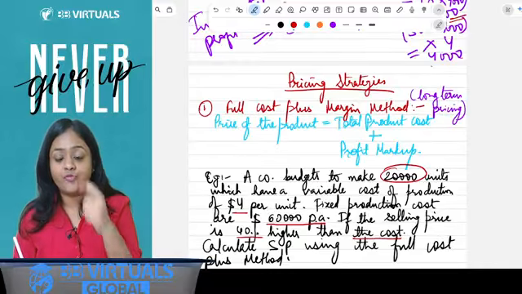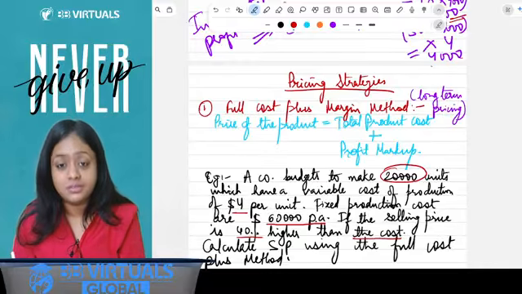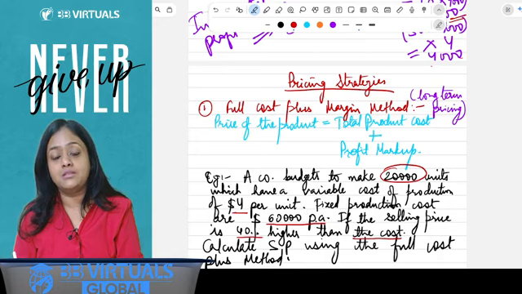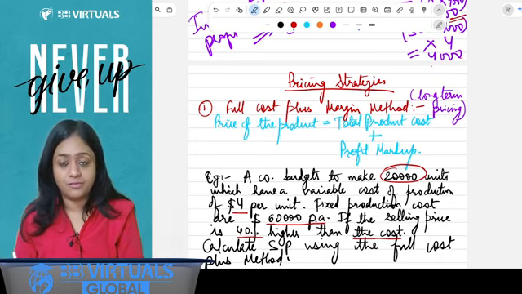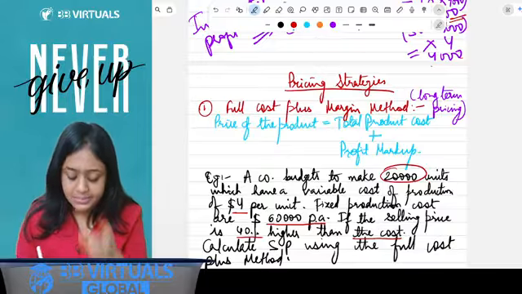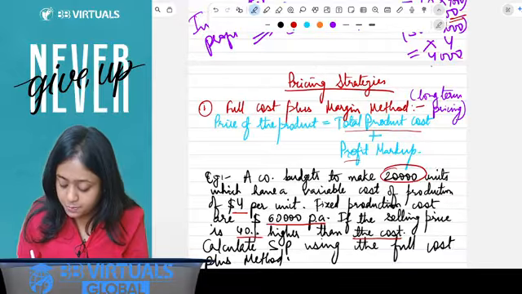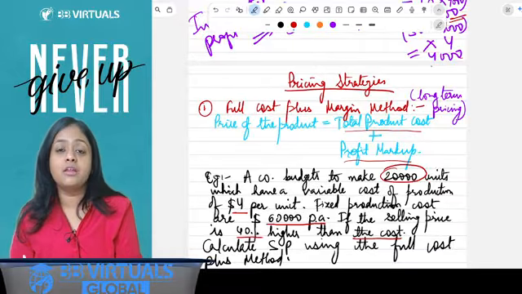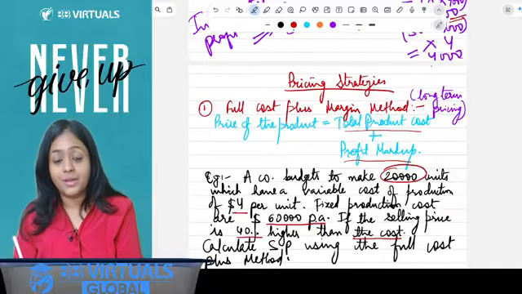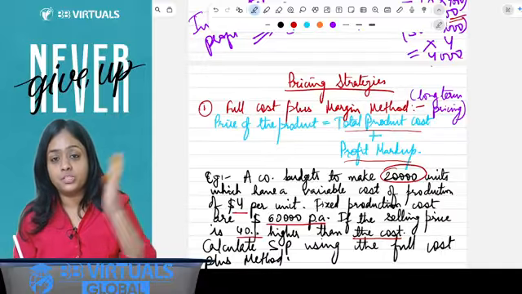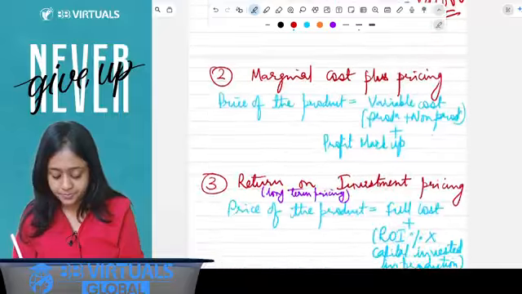First is the full cost plus margin method. Full cost plus margin method is more from the long-term planning option. That simply means the price of the product will be total product cost plus profit markup, and markup is always on cost. Okay, so now total cost plus profit markup.